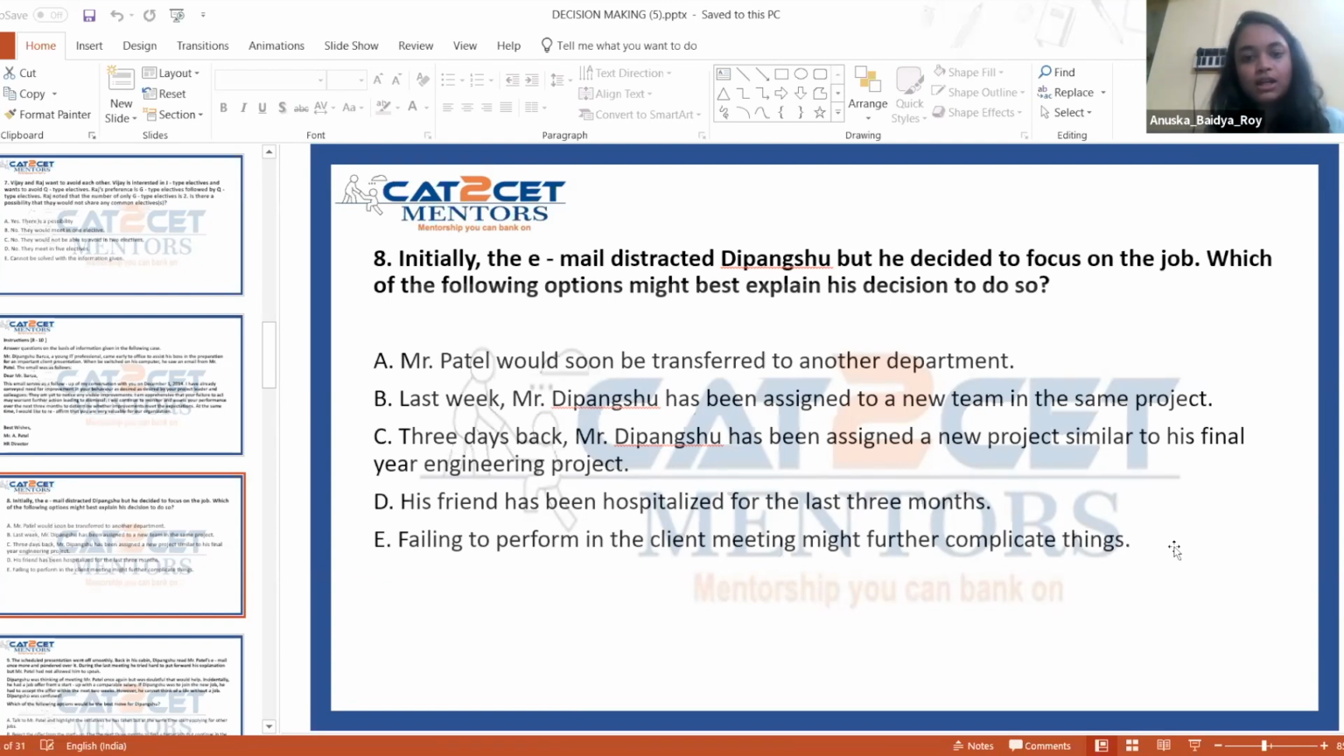Option C, 3 days back, Mr. Dipanshu has been assigned a new project similar to his final year engineering project. Again, a new project, same organization, not helping much. D, his friend has been hospitalized for the last 3 months. Now, how is that even relevant to the fact that Dipanshu is now focusing on his job? Again, you see, an outright irrelevant option. Eliminate D. If you cannot even eliminate anything else, eliminate D first.